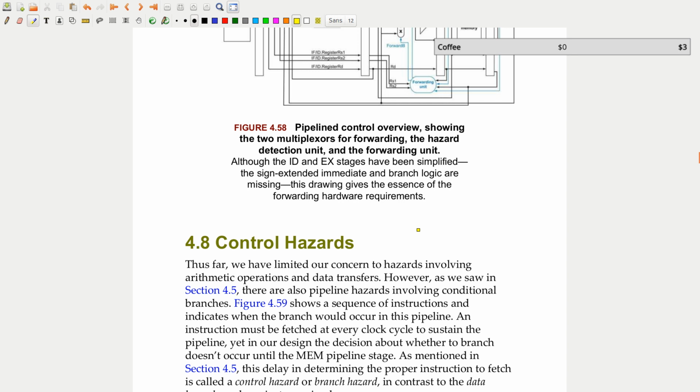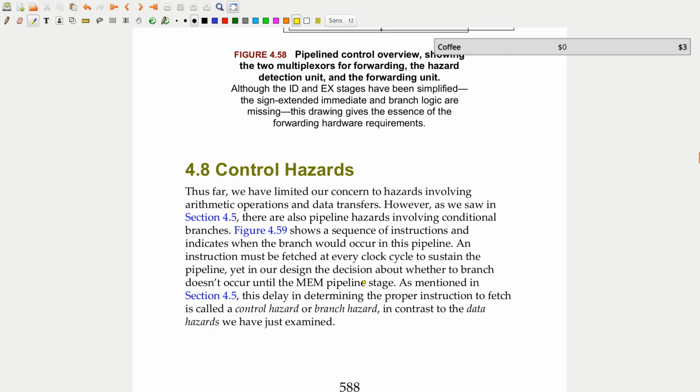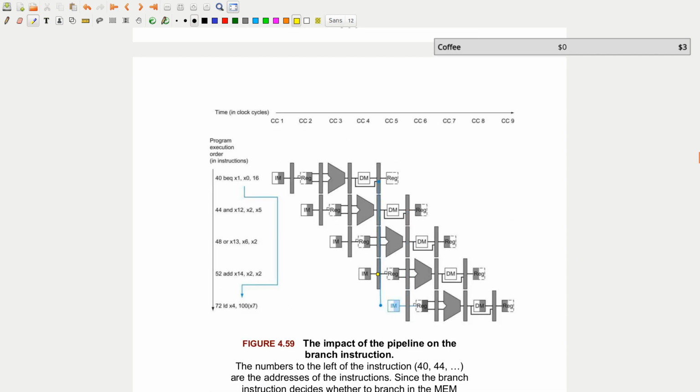So we've talked about these data forwarding hazards, but we still haven't talked about control hazards. So what happens if we mispredict a branch, or in the case of stalling and not doing any branch prediction, what happens then? So let's get into it here. So that's what we're talking about.